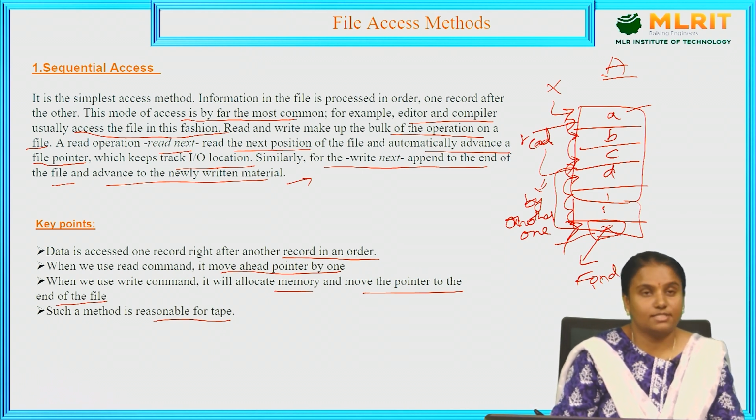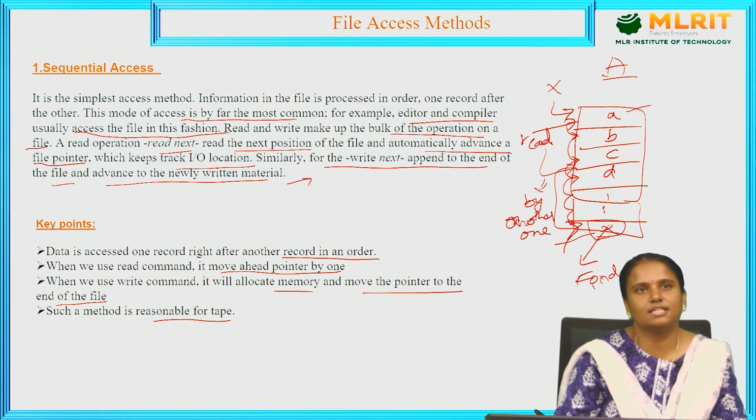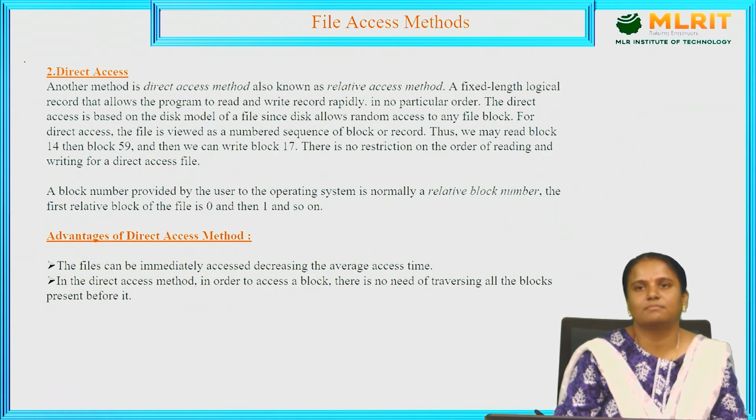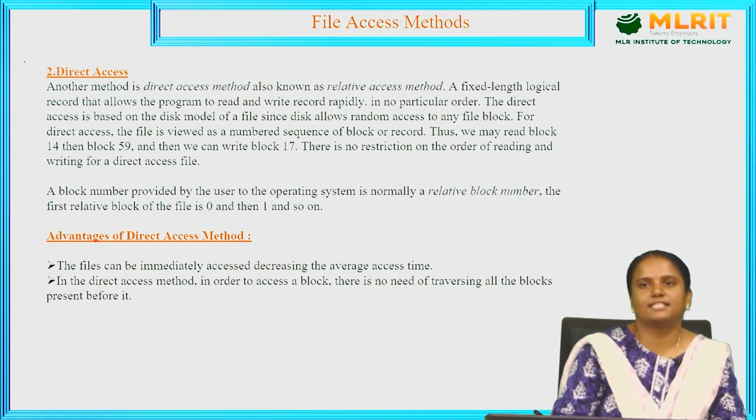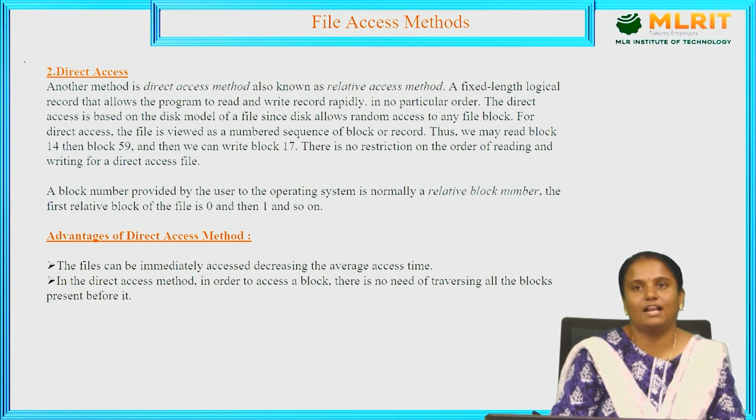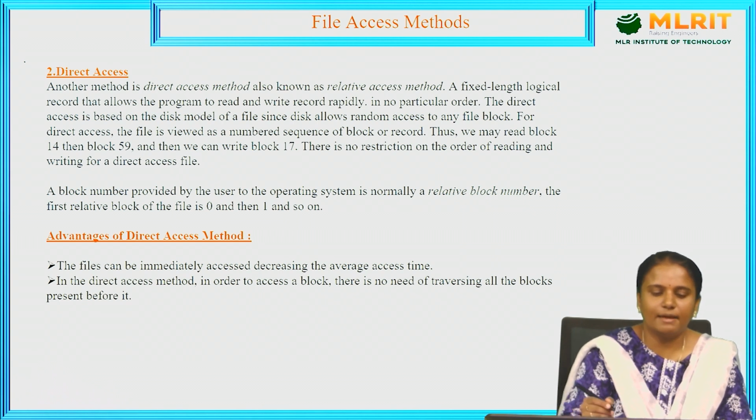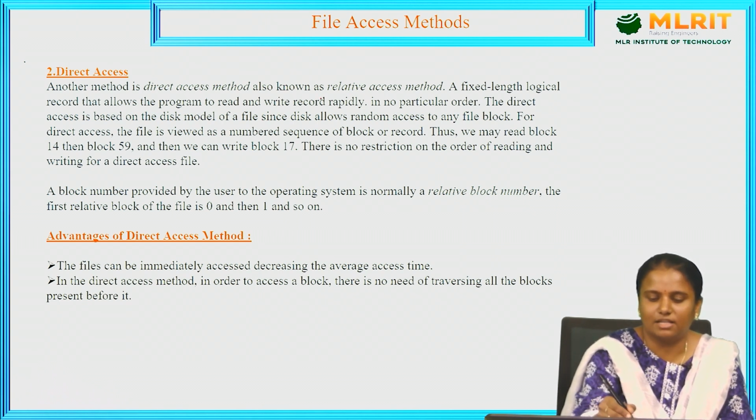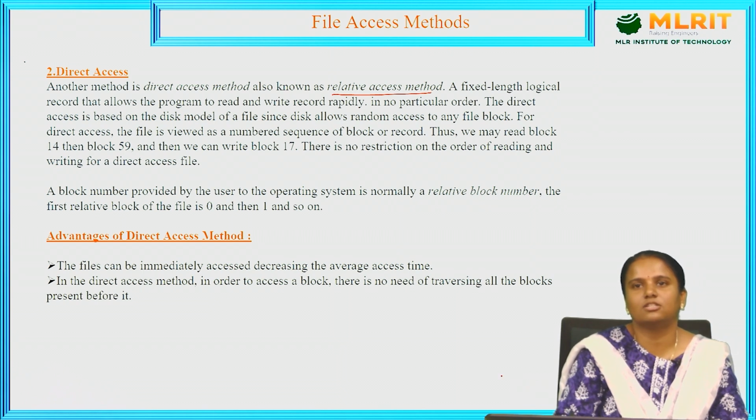So next is the direct access method. In sequential, we saw the files in sequence. Now we are going to see the direct access method. This method is used to find the file directly. So how are we going to find directly? Let us see. Another method is the direct access method, also known as the relative access method.